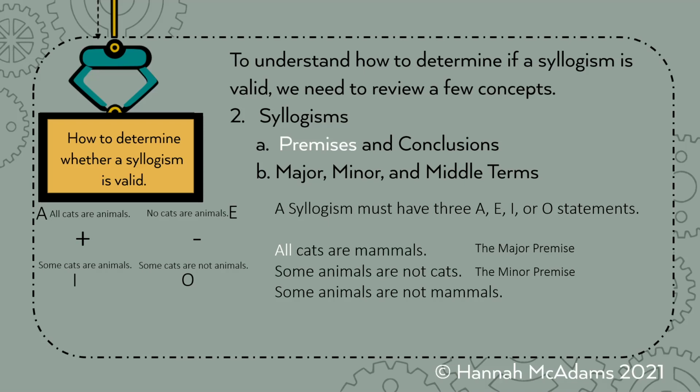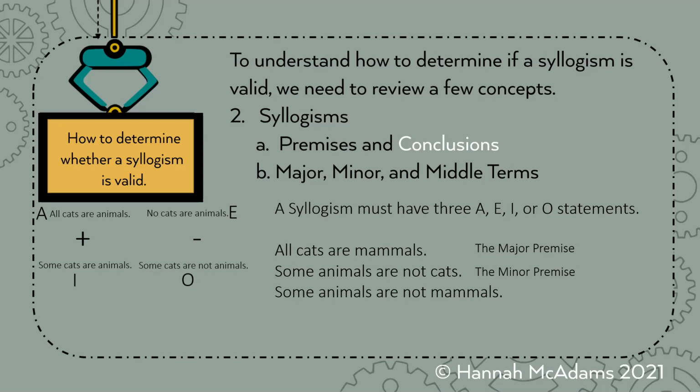If here we have the word all, that means it is an A statement, and it's positive because the A and the I statements are positive. Remember, it doesn't have any negative words like no or not, so it's a positive statement. And the minor premise has some are not, so that is an O statement. We know it is negative because E and O are negative, and because of that word not, we know that it's a negative statement.